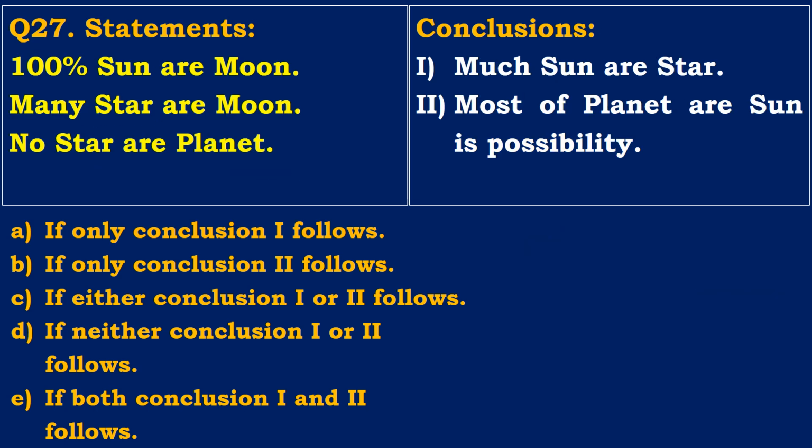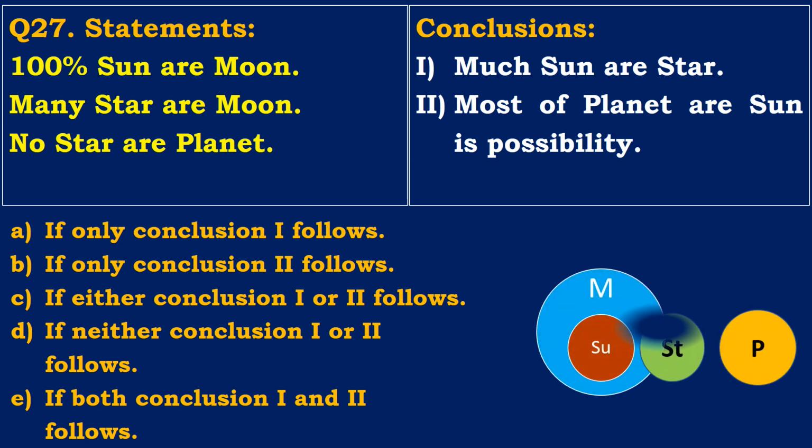Challenge 27. 100% sun are moon. Many star are moon. No star is a planet. Conclusions: Much sun are star. Most of planet are sun is a possibility. According to statement 1, all sun are moon. Hence, it is not possible that some sun are star. Hence, conclusion 1 is wrong.